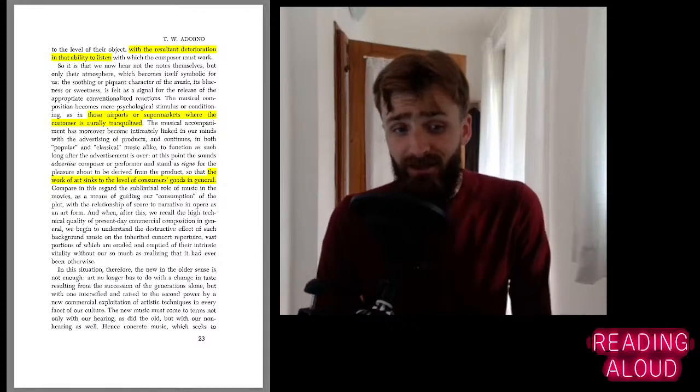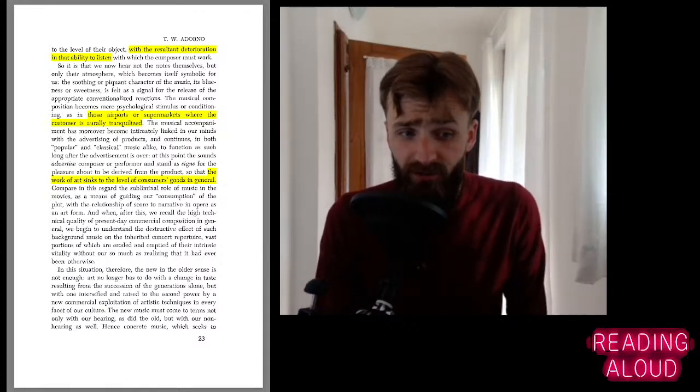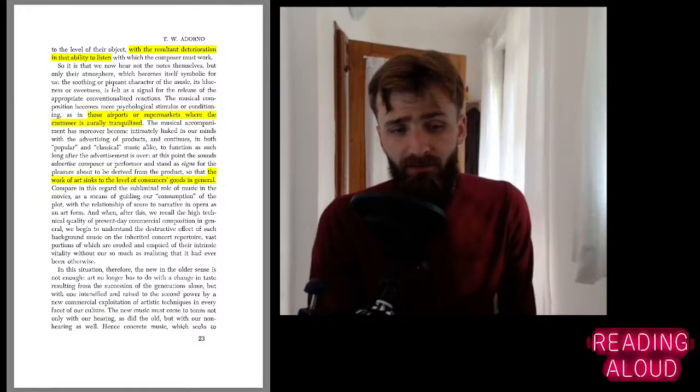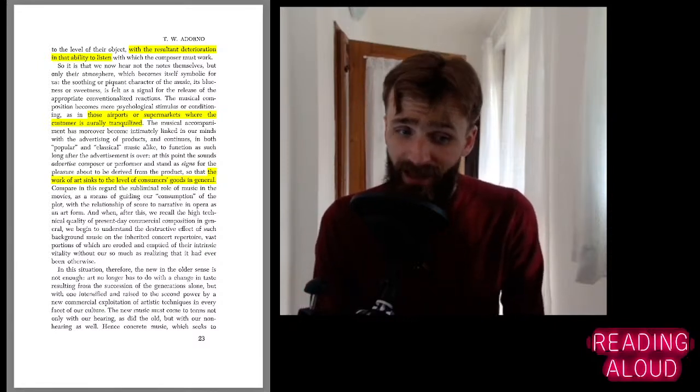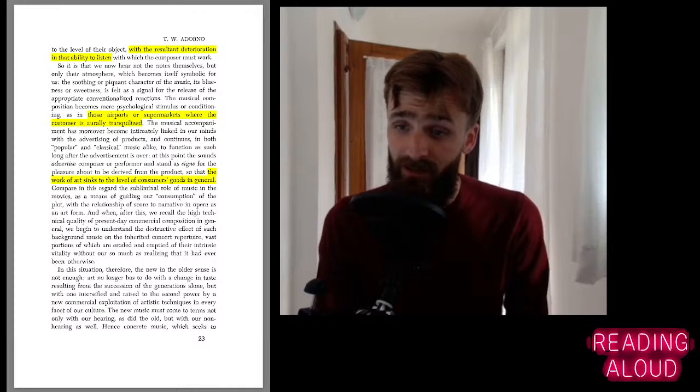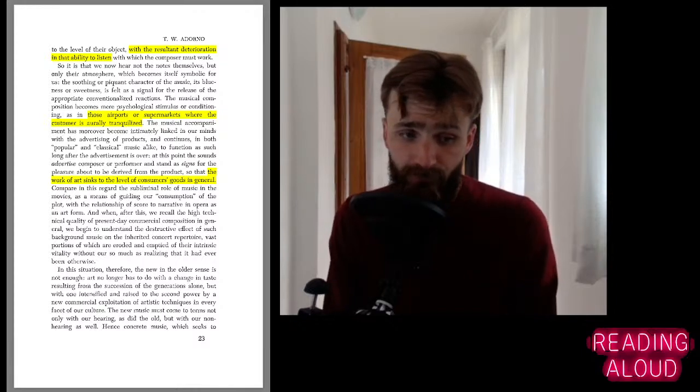And when, after this, we recall the high technical quality of present-day commercial composition in general, we begin to understand the destructive effect of such background music on the inherited concert repertoire, vast portions of which are eroded and emptied of their intrinsic vitality without our so much as realizing that it had ever been otherwise.